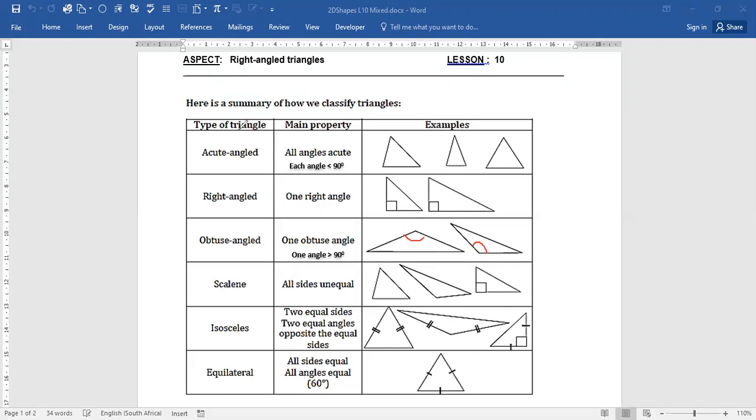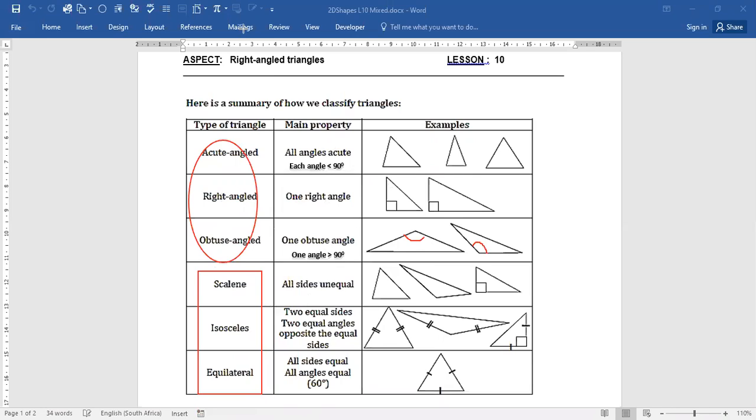So this is one form of classification. And then we have your other form of classification here. This one is based on the measurement of the angles. This one is based on equality, whether it's equal or unequal in terms of the sides or the angles.